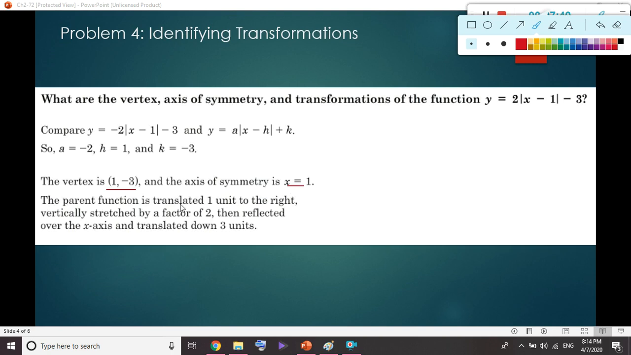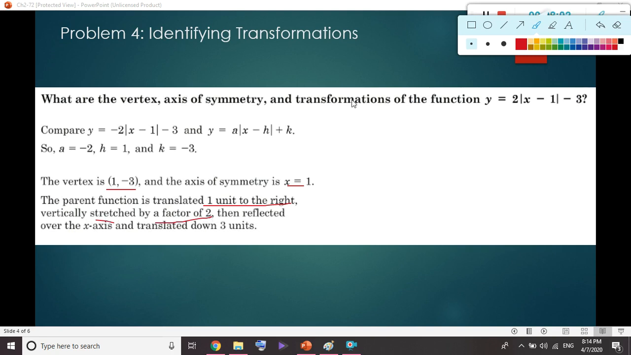The parent function is translated 1 unit to the right. That's what we got. Vertically stretched by a factor of 2. Stretched. Then reflected over the x-axis and translated down.